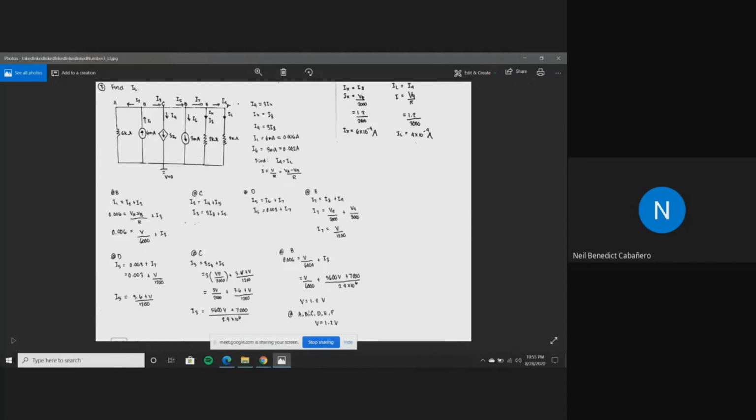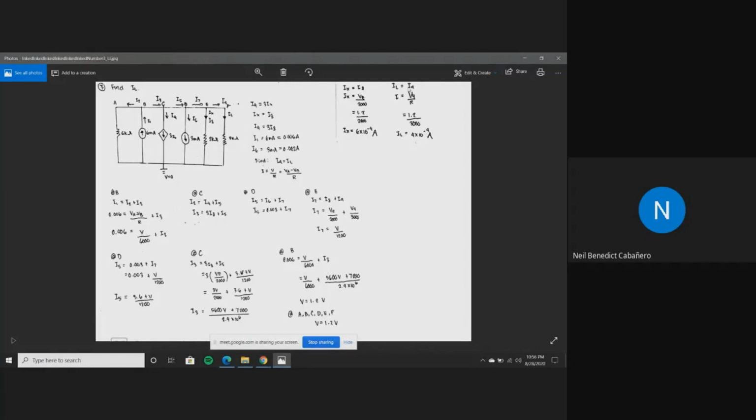So which gives us voltages at A, B, C, D, E, and F: V is equal to 1.2 volts. Now, in order to get IX, which is equal to I8, and IL, which is equal to I9, we substitute the value of V, which is 1.2. IX is equal to V over 2000, so 1.2 over 2000 gives us 6 times 10 raised to negative 4 amperes.